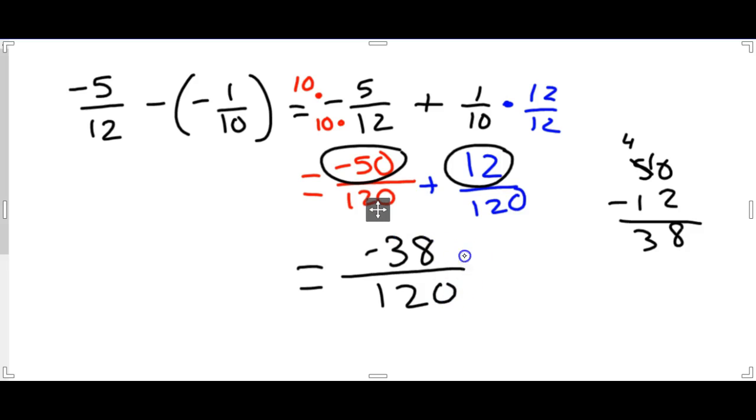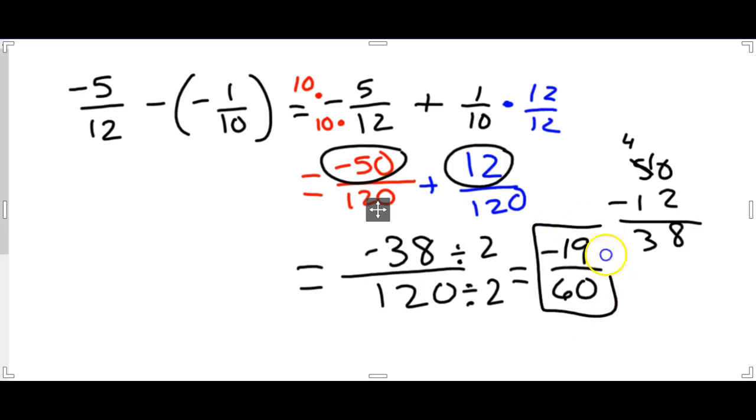Now we do need to check and see if this will reduce. So we figure out, is there any number that divides into both of these? Well, they're both even. Even numbers end in 2, 4, 6, 8, or 0. And 38 ends in 8, 120 ends in 0. They're both even. That means I can divide both of them by 2. -38 divided by 2 is -19. And 120 divided by 2 is 60. So our final answer is -19 over 60. Because the numerator is smaller than the denominator, 19 is smaller than 60, we don't have to worry about switching it to a mixed number. So that's how we subtract when we're using our fractions.